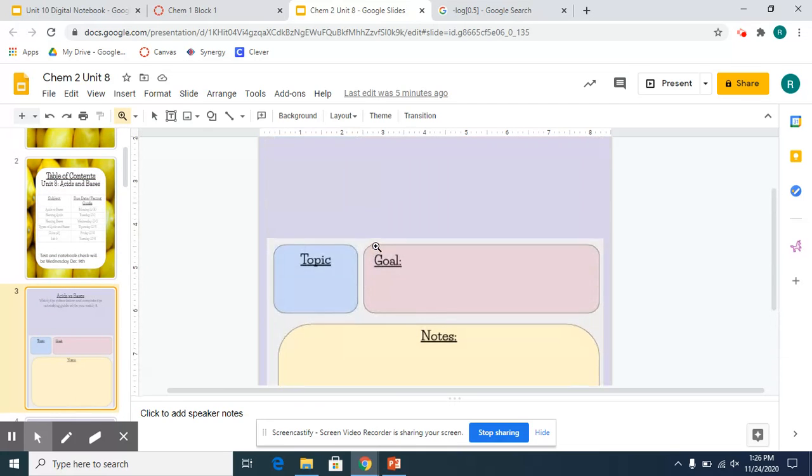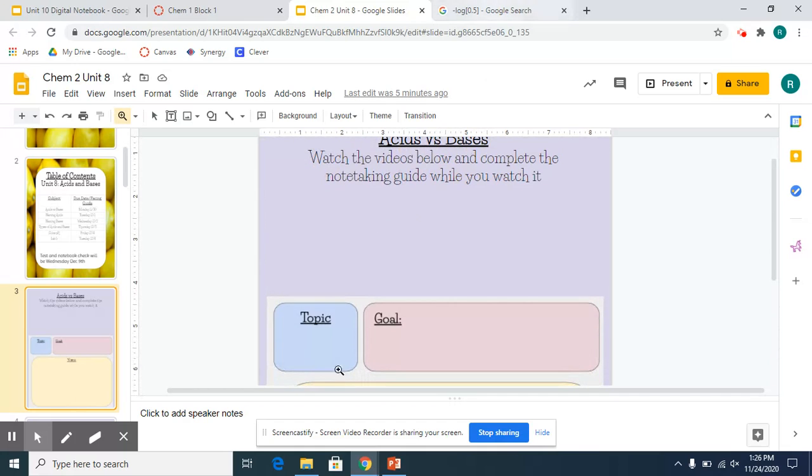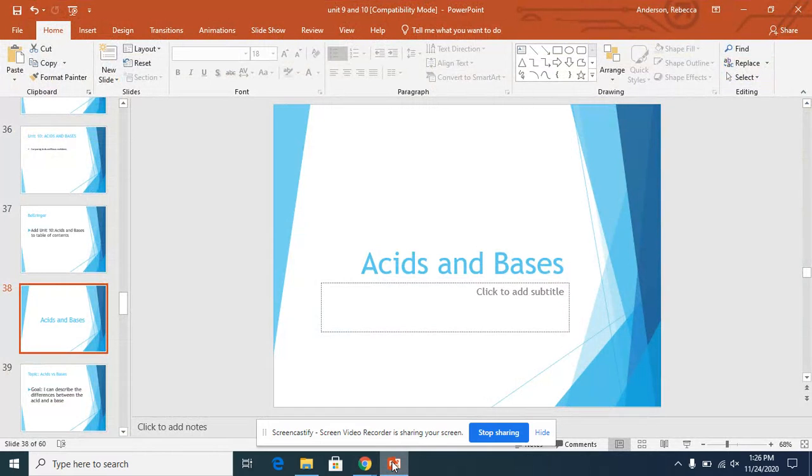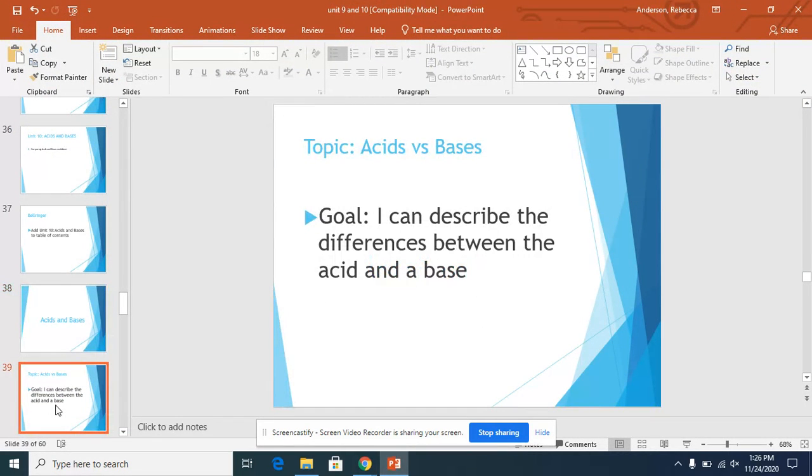All right, so our first section is going to be acids versus bases. So we'll go ahead and get started on the note taking. Remember, I don't necessarily stop just for you to write down, because you can pause the video yourself and take as much time as you need to write everything down. So your topic is acids versus bases. Your goal is I can describe the difference between an acid and a base.